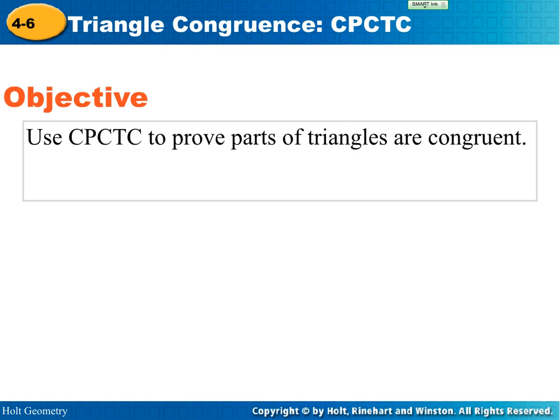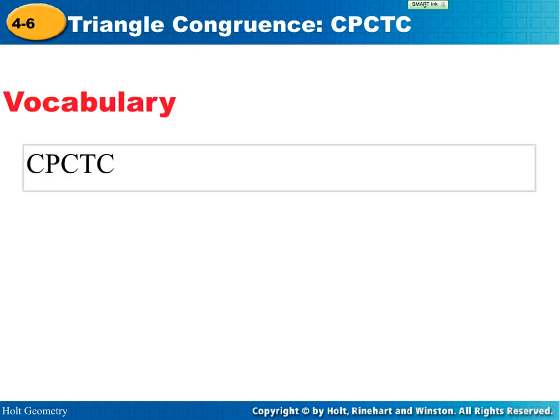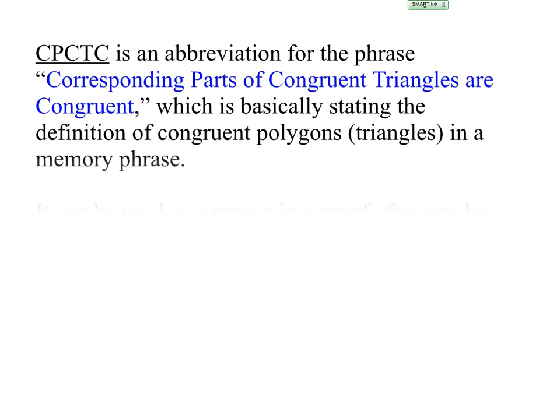Okay, we're going to use CPCTC to prove parts of triangles are congruent. So as you look at your notes, what does CPCTC stand for? What's the first C? Corresponding. Corresponding parts of congruent triangles are congruent. You need to learn that phrase. That's like a theorem, idea, actually definition, in shortened version.